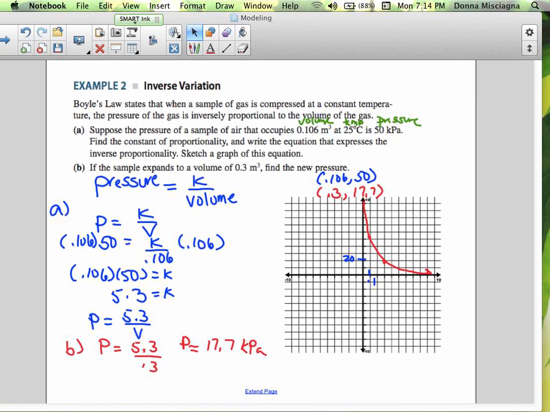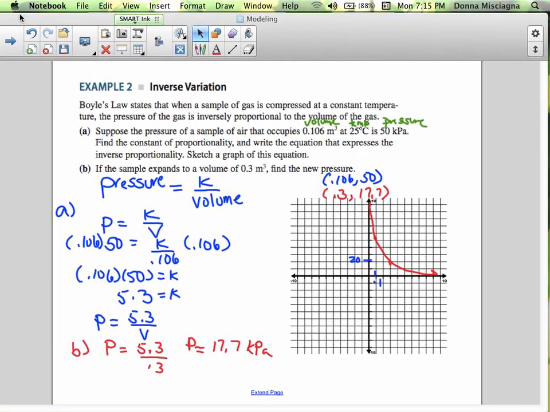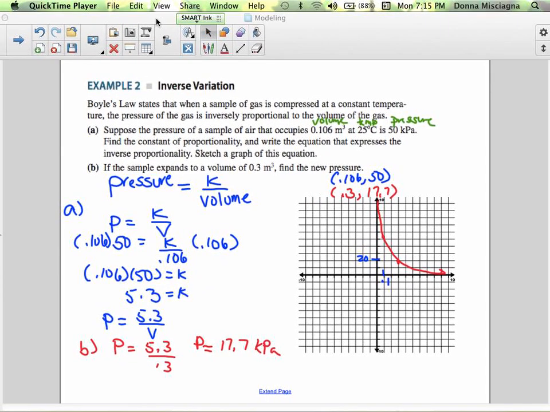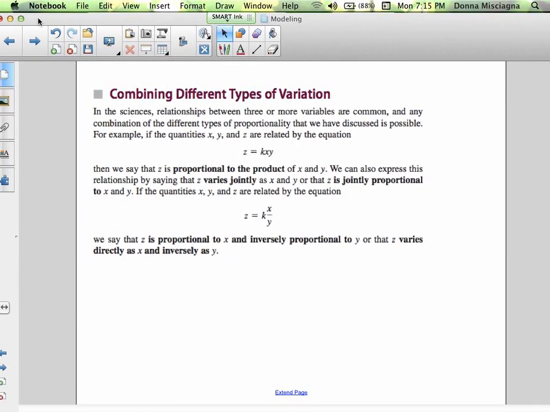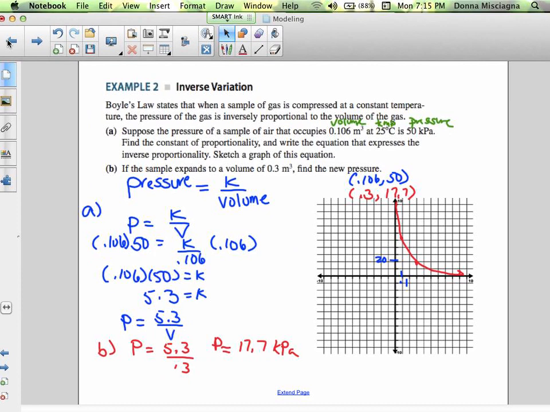And now we've looked at inverse variation. In the next example, we're going to combine those together. But essentially we've got a model, we use that model to solve for k, and then we can solve for other values. And then our sketch here is just a basic idea of what the graph looks like.